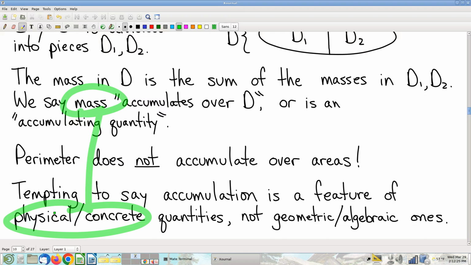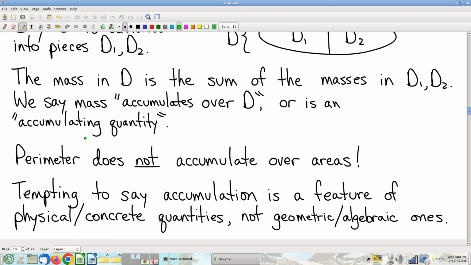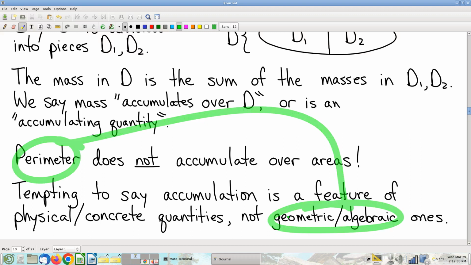It has this lovely property because it's physical. Perimeter doesn't have this property because perimeter is sort of a figment of our imagination. It's not physical. It's not a thing. It's a kind of mathematical construction, kind of a geometric construction. And so the realities of the physical universe make no comment. They don't help us at all. And so they're free to be as non-accumulating as they want to be.